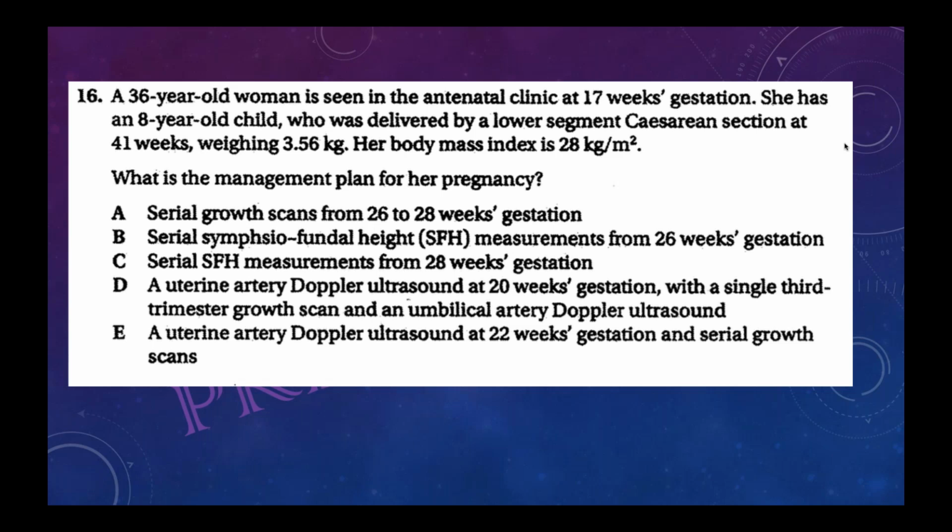A. Serial growth scans from 26 to 28. Why? There is one major risk factor. Pregnancy interval is 8 years, more than 5. But that is not a major factor. Then it should be D, madam. Why D? Give answer.